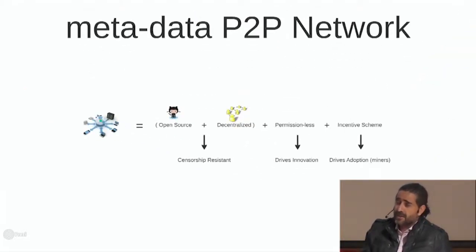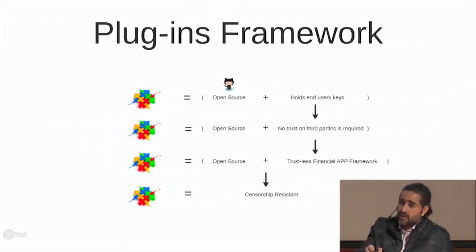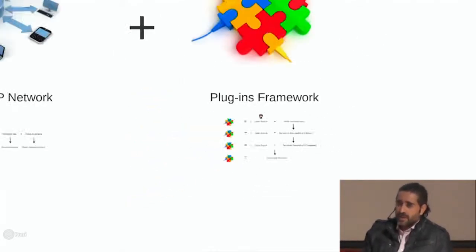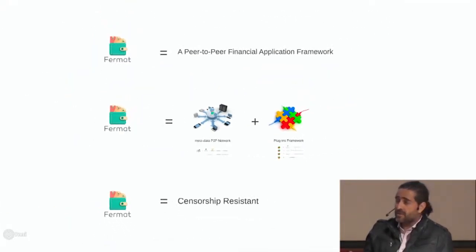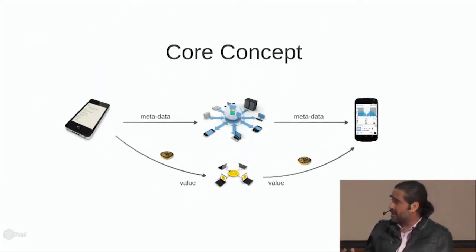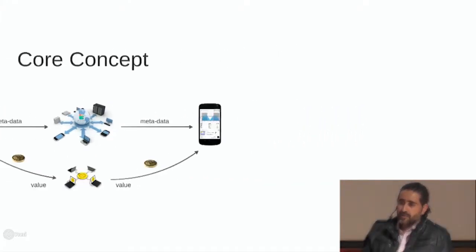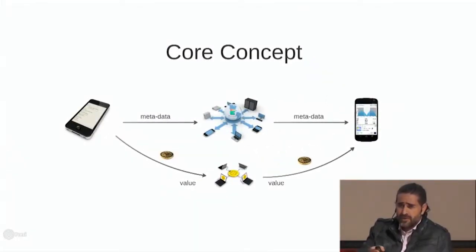So Fermat is an open source and decentralized network, and we have here the handling of this plugin framework, and it is censorship resistant. So the Fermat ecosystem is censorship resistant, and Bitcoin plus Fermat and any application would be censorship resistant. That is our focus in order to understand the concept in a simpler way.